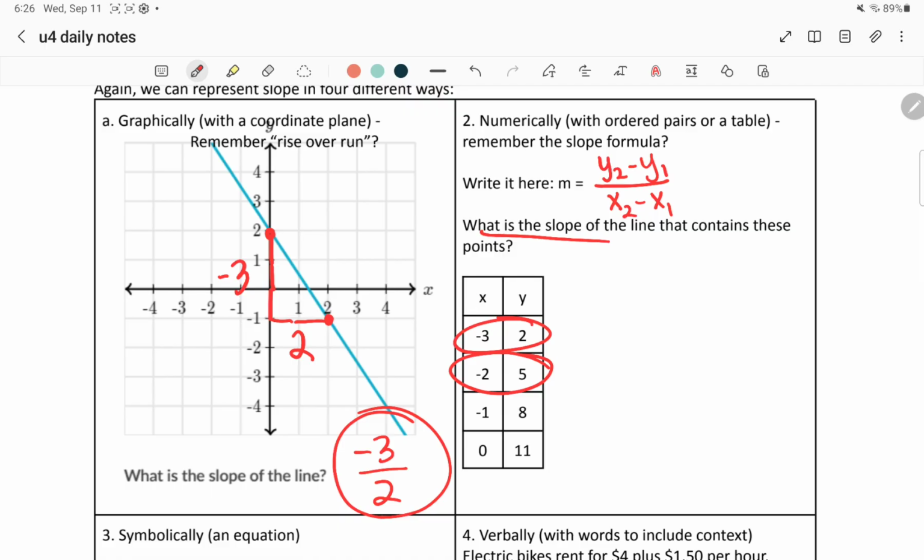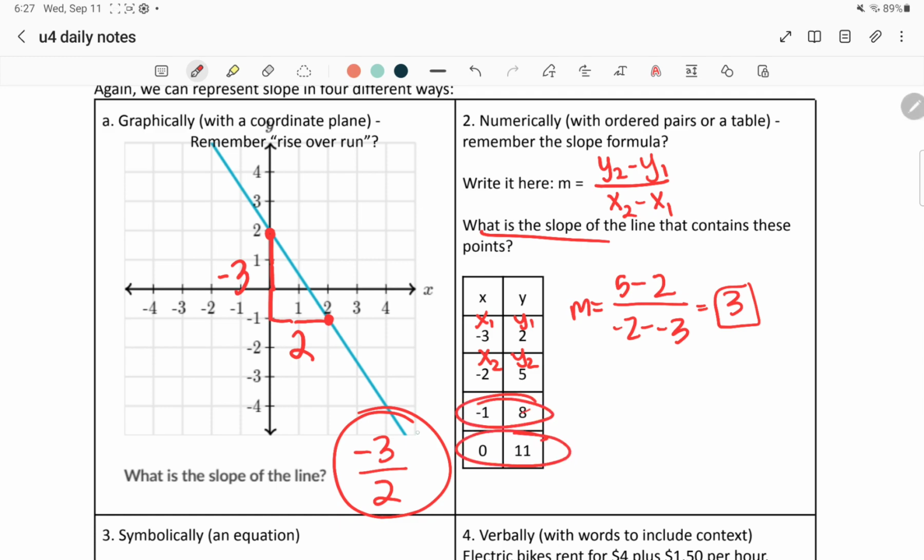And this is going to be x1, y1, because it's my first. This is going to be x2, y2, because it's my second point. Okay, and then from there we're just plugging stuff in. So y2 is 5 minus y1 is 2 over x2, which is negative 2, minus x1, which is negative 3. When I plug that into my calculator, I get a slope of 3. Okay?